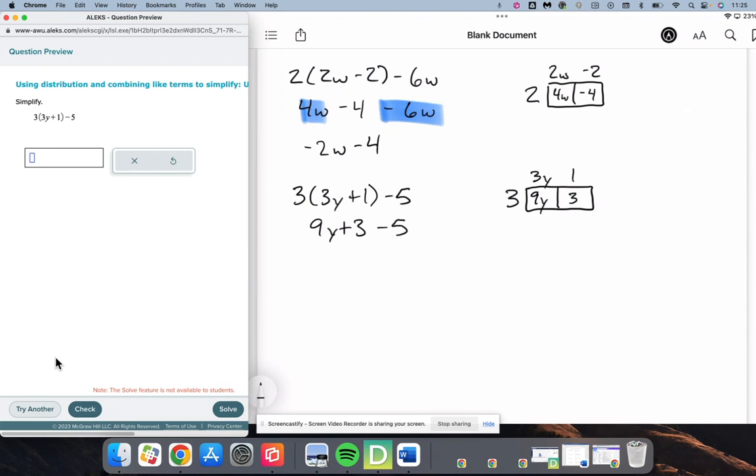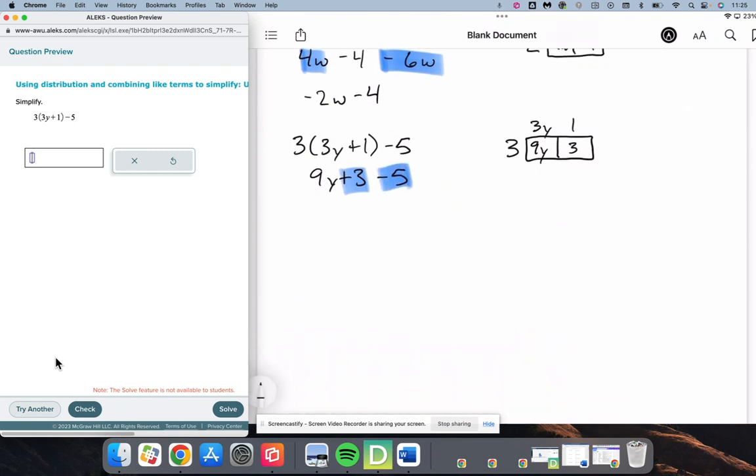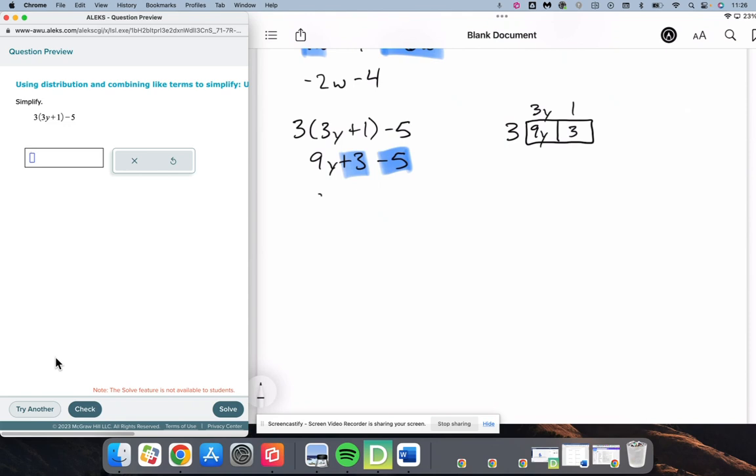And then that's a minus 5. And so, again, recognizing that with combining like terms, we can combine that positive 3 and that negative 5. There is nothing else that has a y on it, so that 9y is going to be left alone. 3 minus 5 is going to be negative 2.